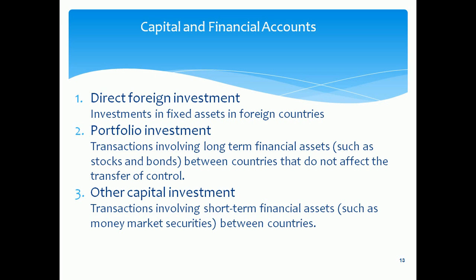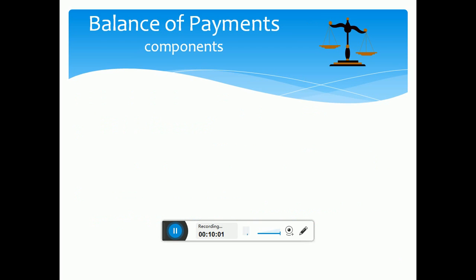The first one was direct foreign investment: investments in fixed assets in foreign countries, or investments in more than 50% of the shares of a company in foreign countries. The second one is portfolio investment: investments in bonds and stocks in foreign countries. And the third one is other capital investments, that is, investments in short-term financial assets in foreign countries.